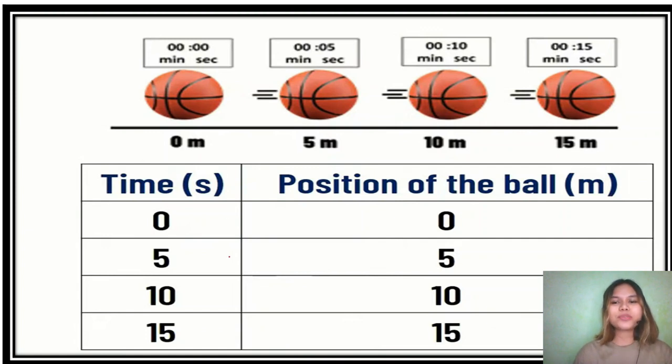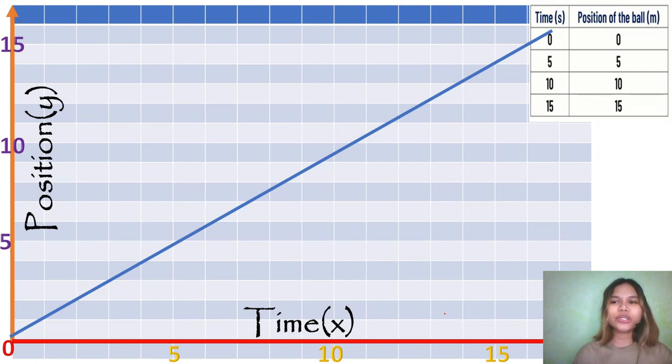At 5 seconds, the position of the ball is now 5 meters. At 10 seconds, the position of the ball is now 10 meters. At 15 seconds, the position of the ball is now 15 meters. So let's try to put this in graph form. The position of the ball will be on our y-axis and the time will be on the x-axis. Let's start with time 0 and the position of the ball, which is 0.